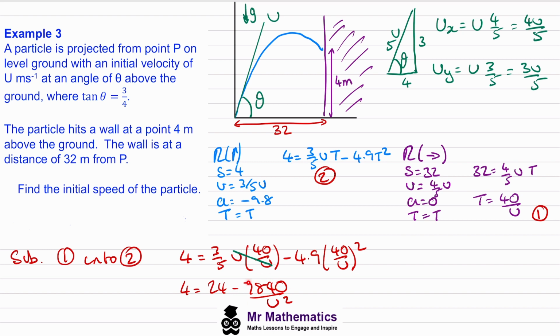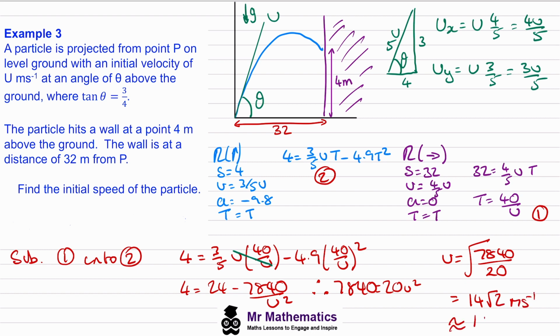And then we can move this to the left-hand side and the 4 to the right-hand side. So therefore, 7,840 is equal to 20 u squared. We'll divide both sides by 20 and take the square root. So u will be the square root of 7840 over 20, which gives us 14 root 2 meters per second, or approximately 19.8 meters per second.